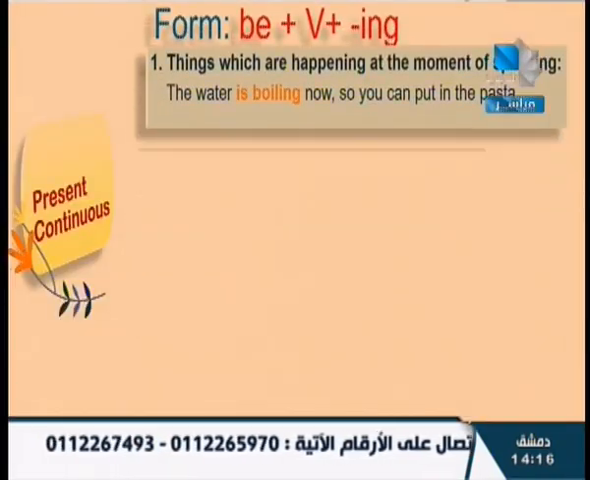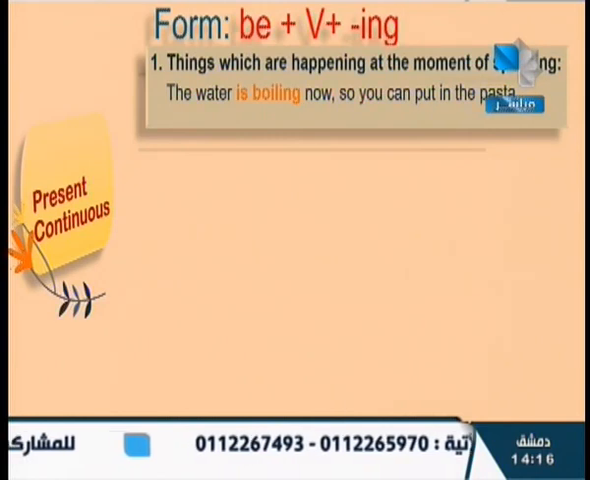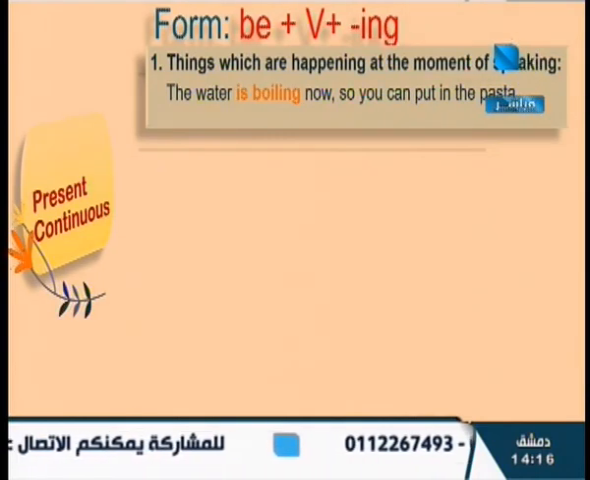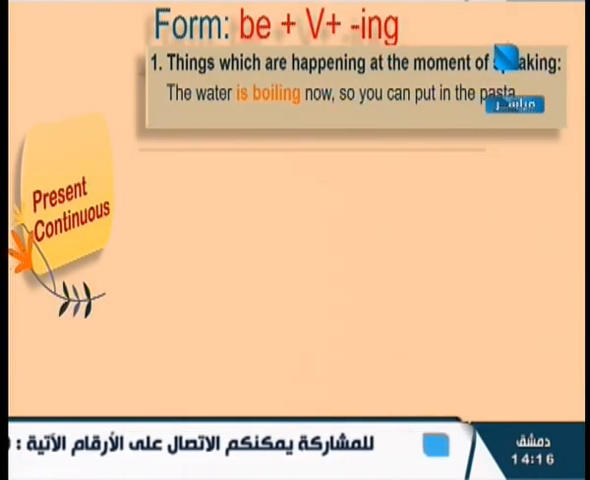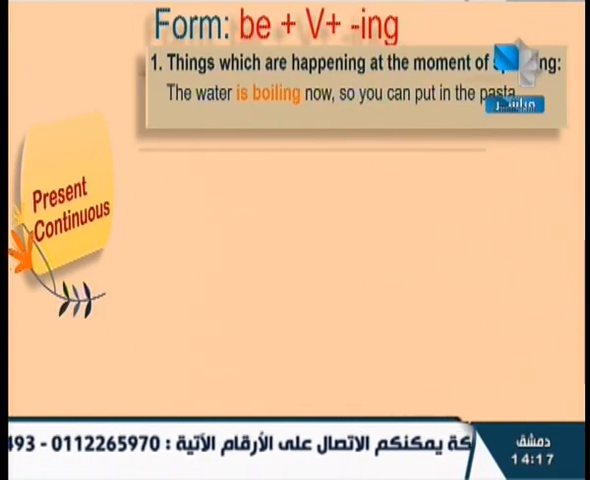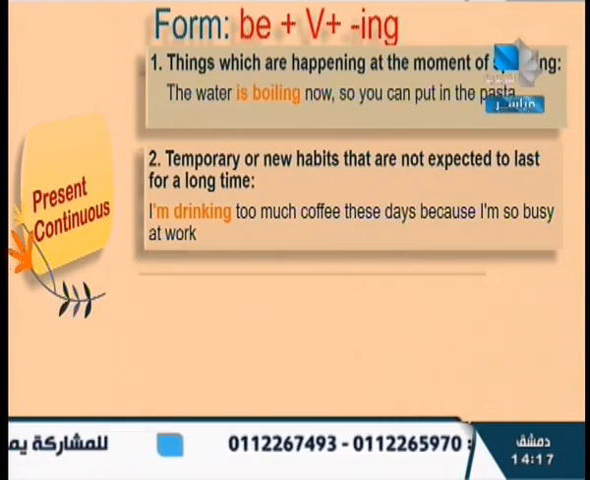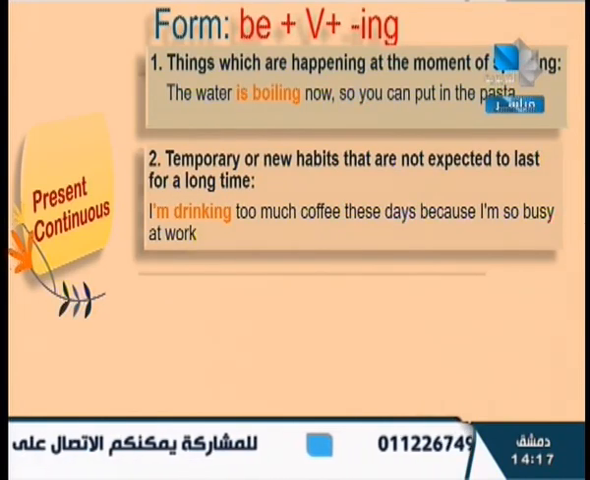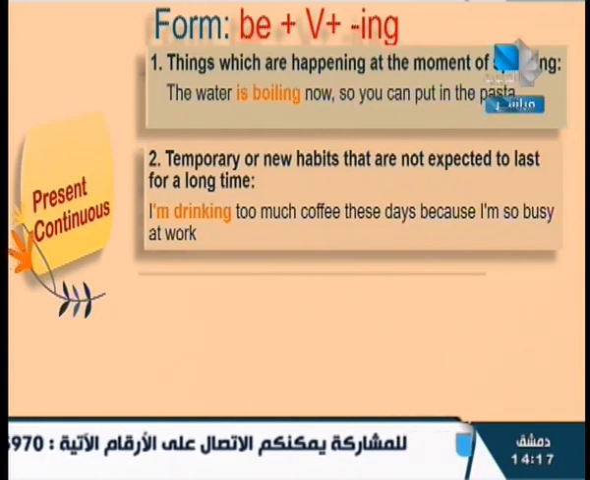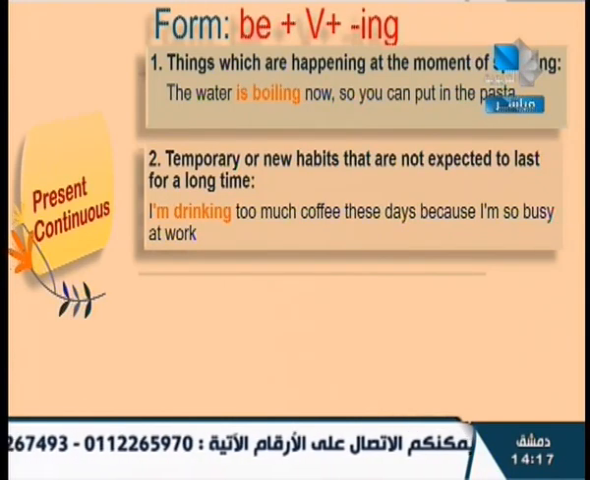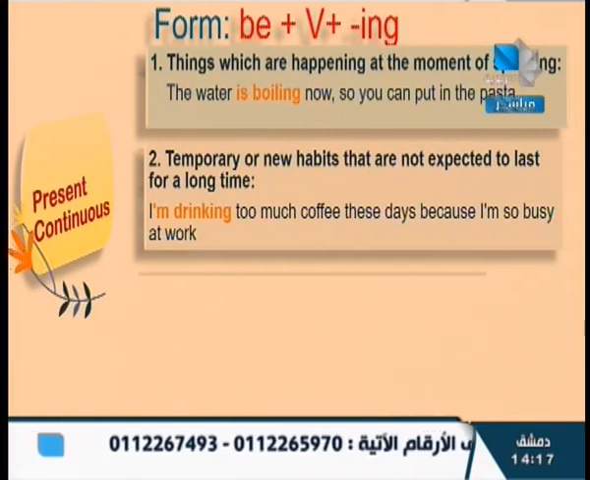First, the present continuous is formed using the verb to be in the present followed by the present participle. We use it for things which are happening at the moment of speaking. For example, the water is boiling now, so you can put in the pasta. The second use: temporary or new habits that aren't expected to last for a long time. For example, I'm drinking too much coffee these days because I'm so busy at work. It means I don't usually drink coffee, just these days. It's not a permanent action.